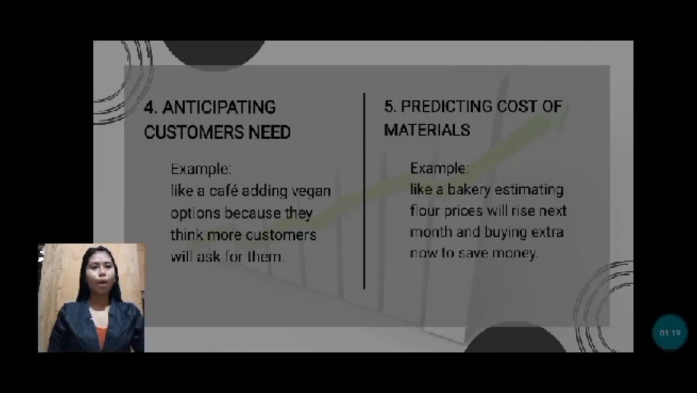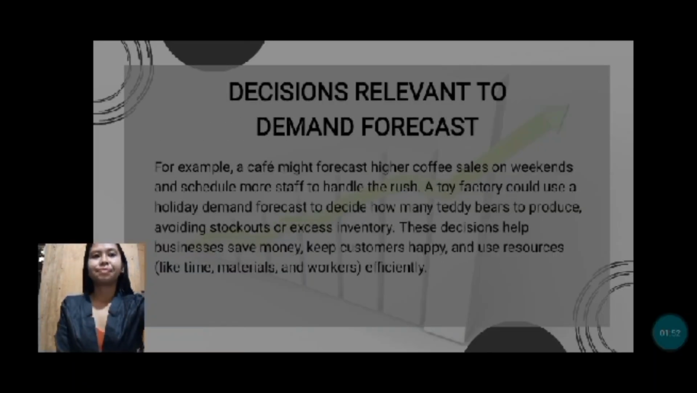And the fifth one is predicting cost of materials. Predicting material cost in operations management means guessing how much raw materials, like wood for furniture or plastic for toys, will cost in the future. So business can budget, set prices, and avoid overspending. For example, like a bakery estimating flour prices will rise next month and buying extra now to save money. So that's predicting cost of materials.